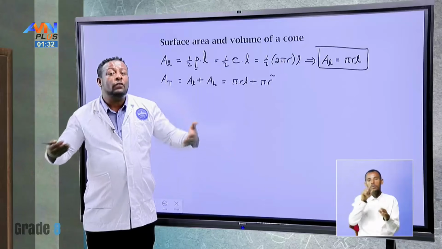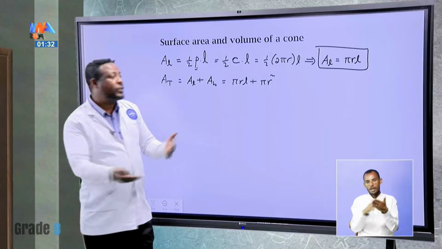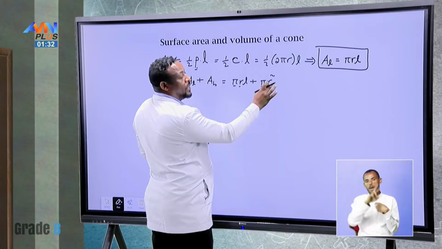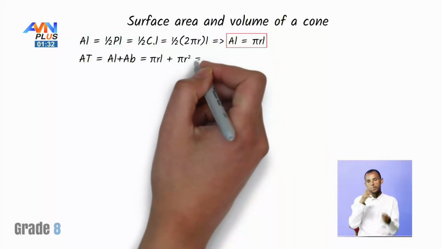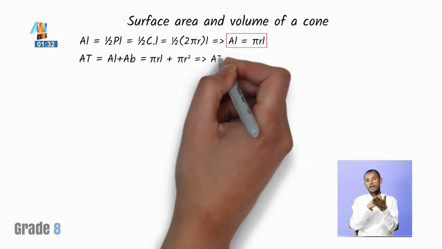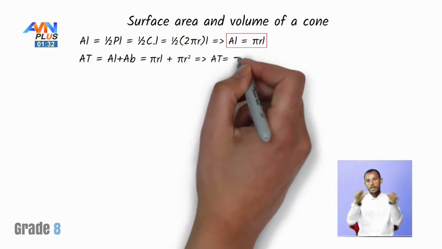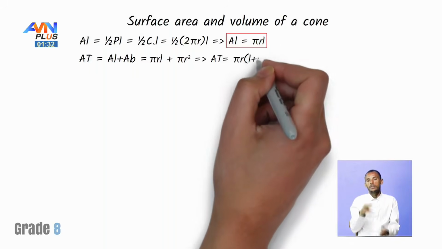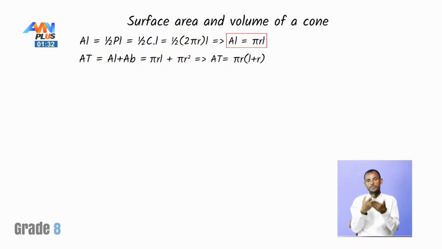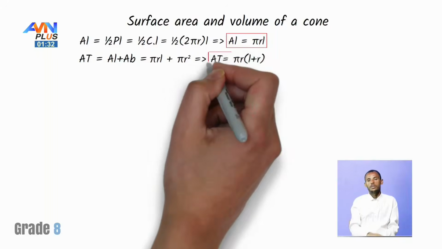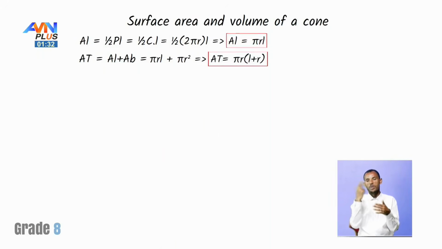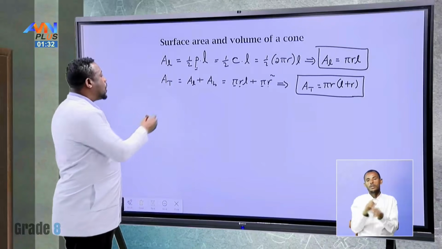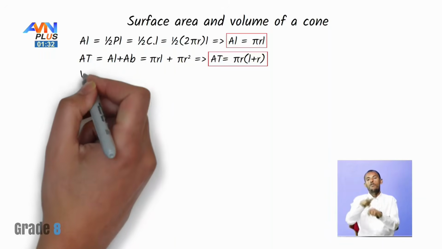If you want, you can factor and write in a different way. Here we have pi, we have r, and here r squared is r times r. So you can write the total surface area in this form, pi r, then here it remains L, and here it becomes r. So the total surface area is pi r (L plus r). This is the formula that we use to calculate the total surface area of a cone. The third one is the volume of a cone.